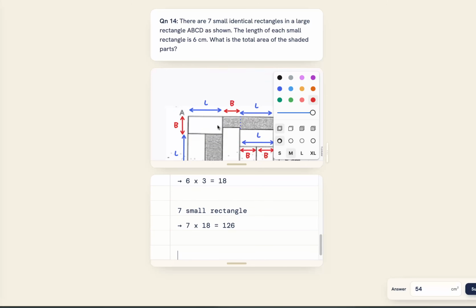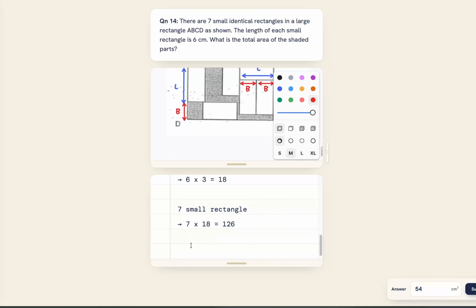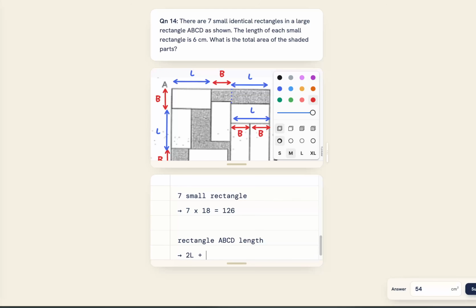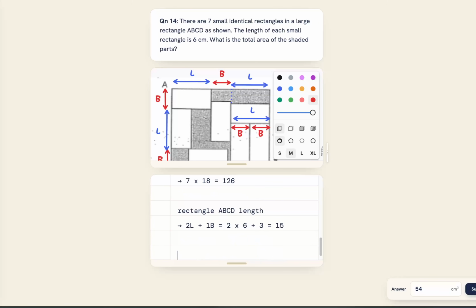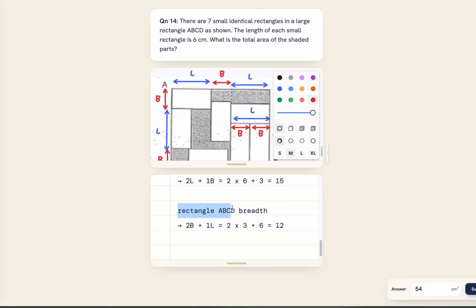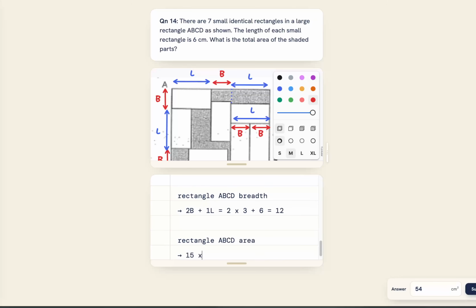The next thing is we want to find rectangle ABCD. So rectangle ABCD length is equal to, as we can see over here, 2L plus 1B. So 2 lengths is 2 times 6 plus 3, which is 15. Then for rectangle ABCD breadth, which is 2B plus 1 length, equal to 2 times 3 plus 6, and this will be 12. Therefore, rectangle ABCD area would be equal to 15 times 12, which is equal to 180.